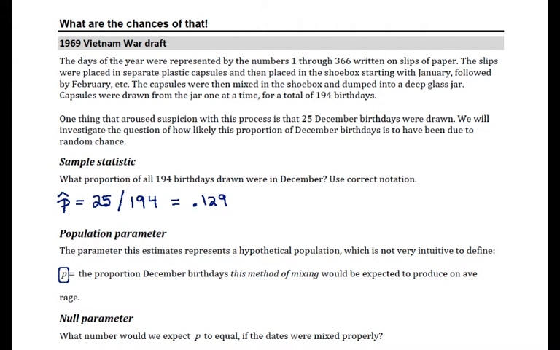This one is a little bit hypothetical of a population parameter, so I've gone ahead and defined it for you. It's the proportion of December birthdays that this method of mixing would be expected to produce on average. So what we're getting at is, was this an unusually high number of December birthdays just because that sample statistic happened to come out high by luck of the draw? Or if the question is about p, the population parameter, is this method of mixing going to always generate too many December birthdays? Maybe not always, but on average tend to generate too many December birthdays. So keep in mind that this population parameter is unknown. We don't know the value of p, and all of our speculation has to do with p based on the only thing we know, which is p hat.